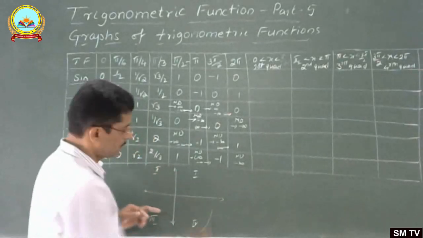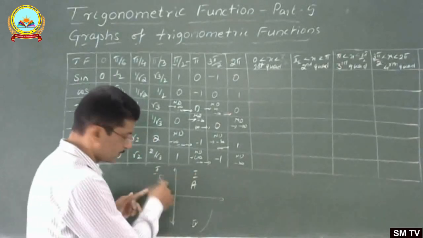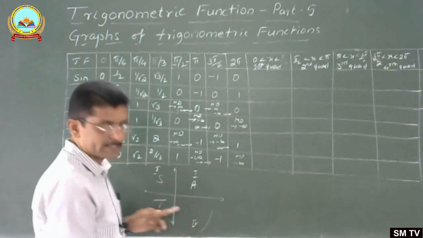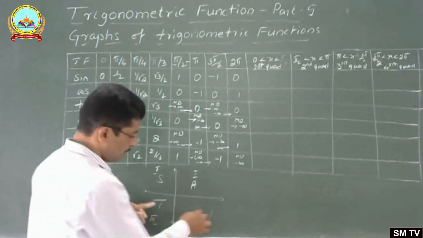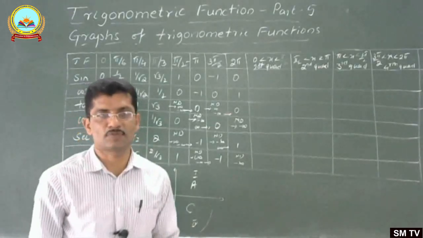In the first quadrant all trigonometric functions are positive. In the second quadrant sine and its reciprocal cosecant are positive. In the third quadrant tan and its reciprocal cot are positive. And in the fourth quadrant cos and its reciprocal secant are positive.